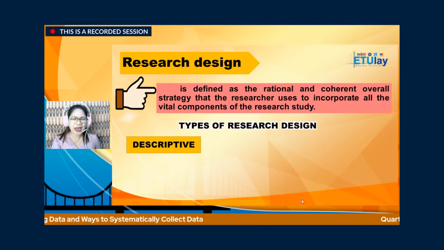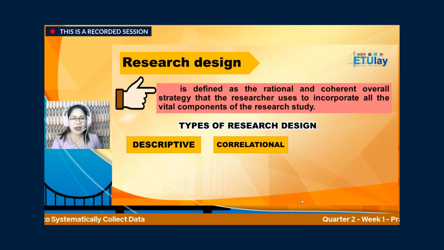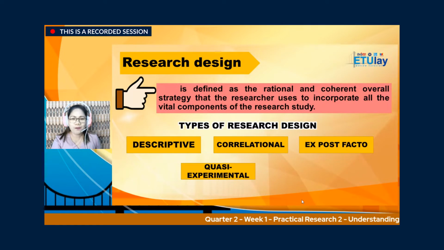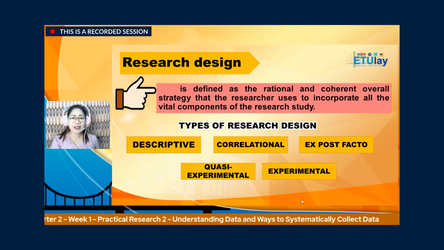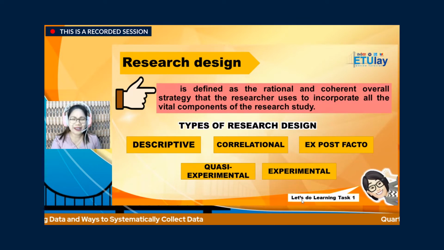First, we have what we call descriptive. We also have correlational, ex post facto, quasi-experimental, and experimental. So to be able to understand the differences among these types of research designs, let's now do learning task number 1. Are you ready? Okay, I believe you are ready.